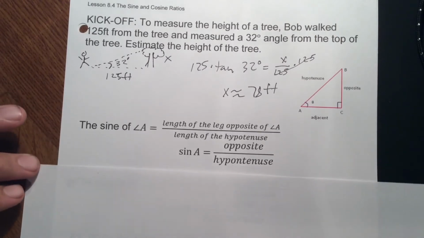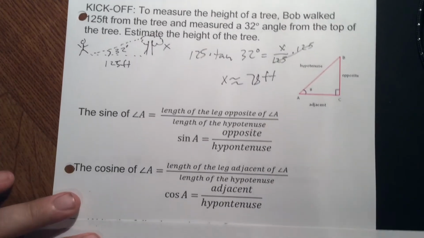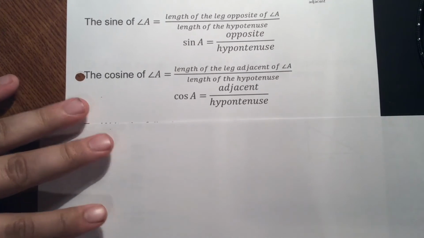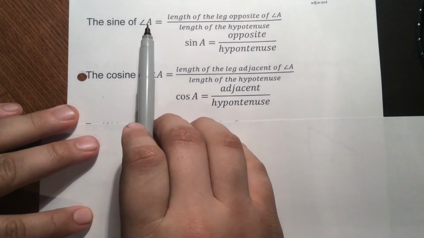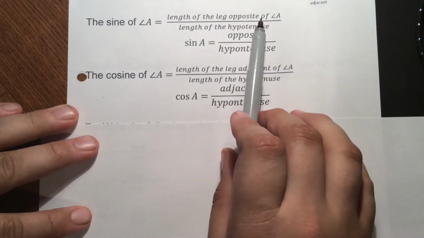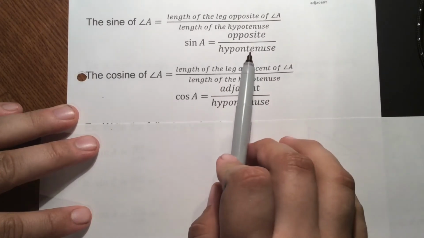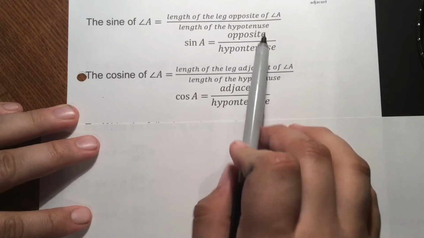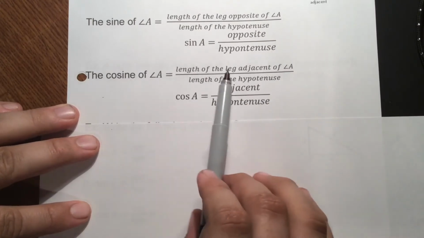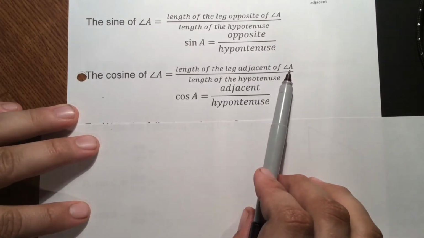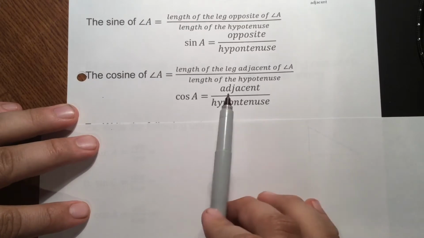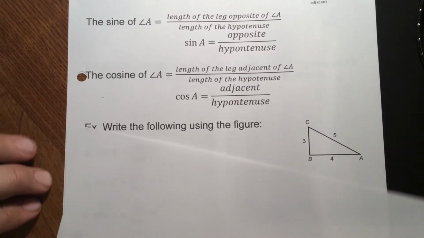So, like I said, tangent's just one of them. The other ones are going to be cosine and sine. So, sine is going to be the length of the leg opposite of that angle over the length of the hypotenuse. So think opposite over hypotenuse is sine. Sine of angle, opposite over hypotenuse. Cosine then is going to be the leg adjacent to A and the hypotenuse. So adjacent over hypotenuse.